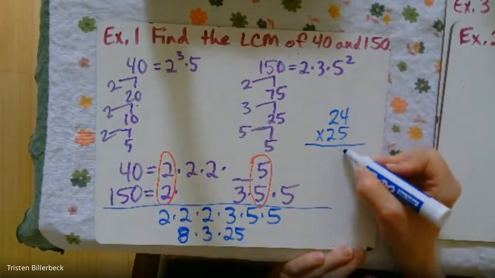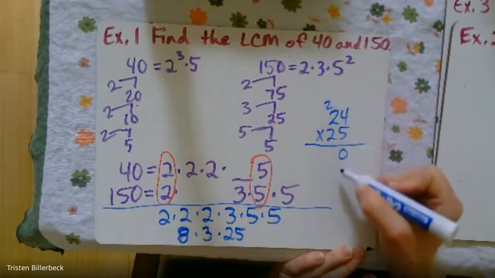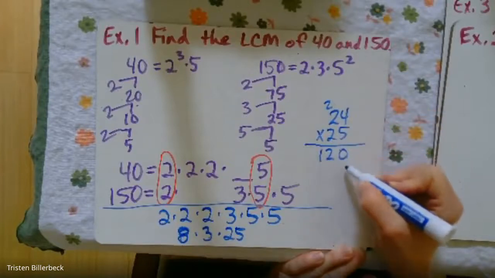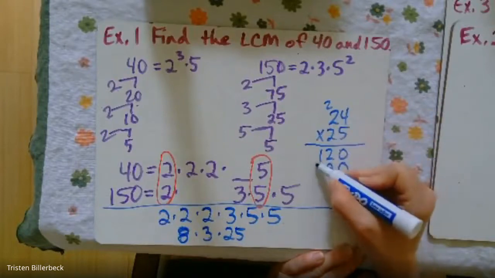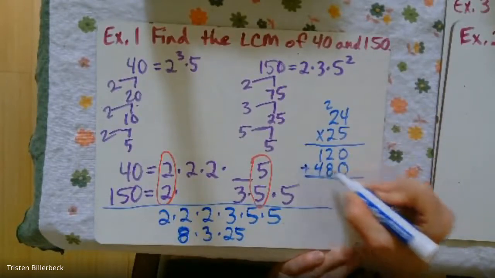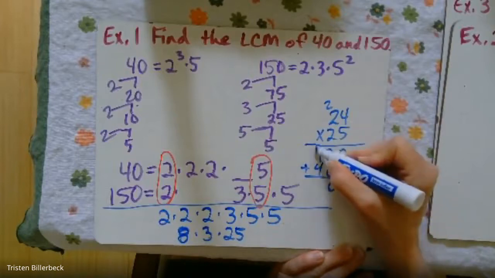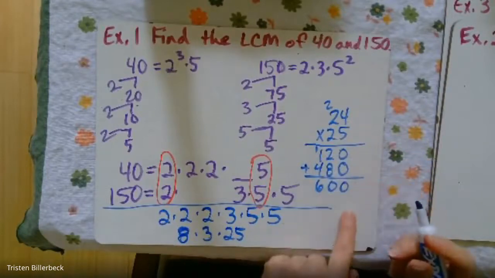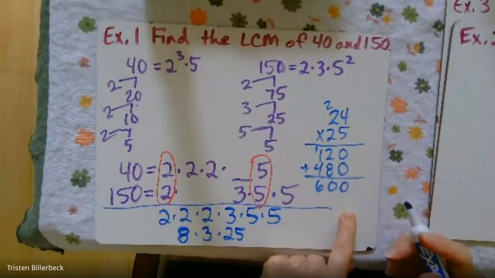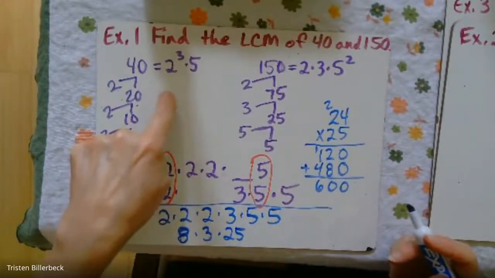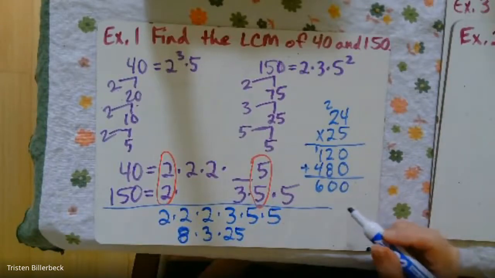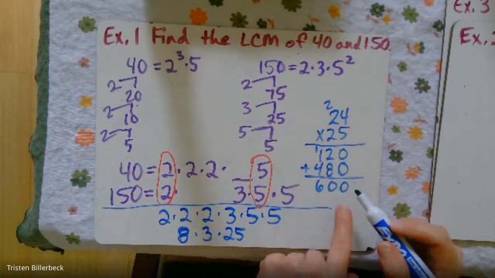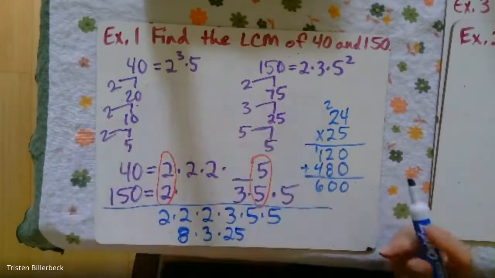So 5 times 4 is 20, carry a 2. 5 times 2 is 10, plus 2 is 12. Leave a space here. 2 times 4 is 8. 2 times 2 is 4. We add this up. We have 0, 10, carry 1, and 6. So 600 is the least common multiple of 40 and 150. Can you think of any smaller number that they would both go into, that would be both divisible by 40 and 150?